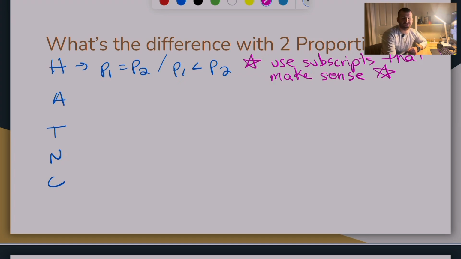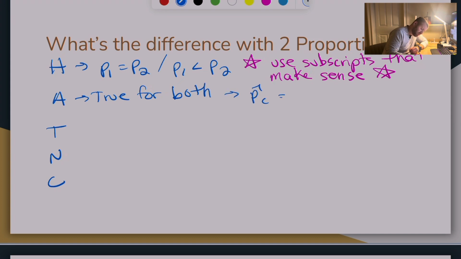If you end up using 1 and 2 as your subscripts, then you have to define them right away. But I remember there was a question about a proportion in 2007 and a proportion in 2008. If you use P sub 2007 and P sub 2008, you don't need to define them separately because it's very clear from the problem. My assumptions now need to be true for both, but we also introduce something called the combined proportion, which is just your total successes over your total sample size.